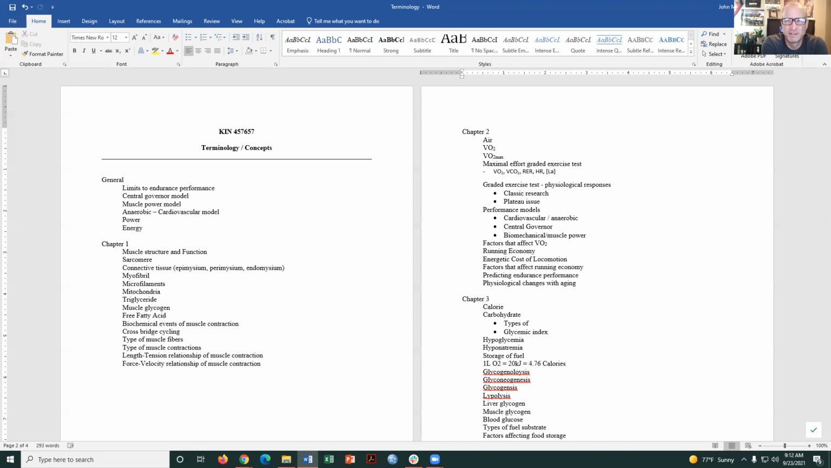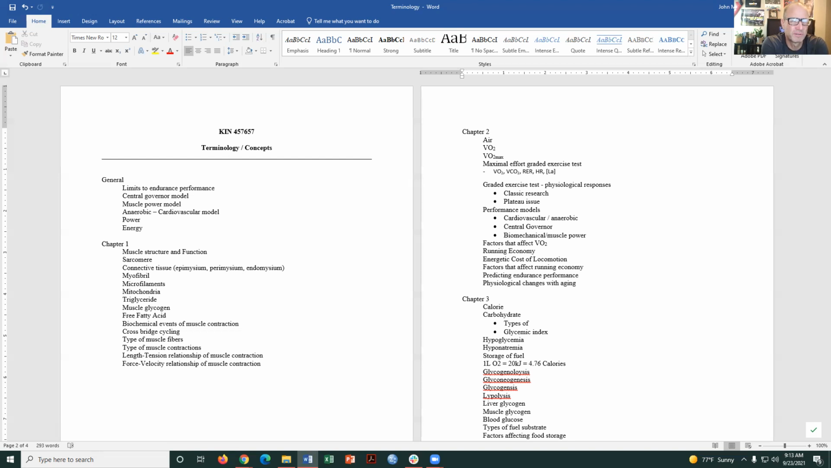A very common test to use to assess fitness. And the fitness parameters that we will pull from this type of test will not only be VO2 max, but it may be some sub-maximal values that we're really interested in. And we'll get to later on in the semester, lactate threshold, anaerobic threshold, things like that. Those happen at the sub-maximal stages of a graded exercise test.